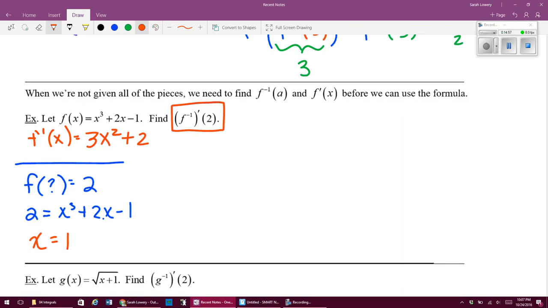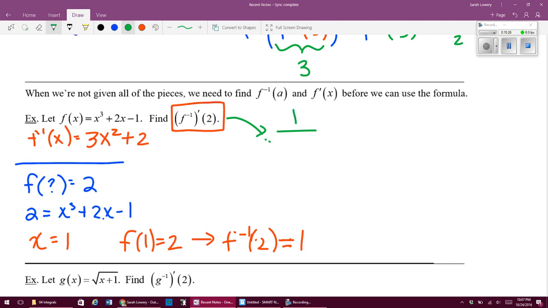So here's what you know. f of 1 equals 2. That tells me that f inverse of 2 is equal to 1. So basically, I can find that function value on my inverse graph. So if I want to know the derivative of my inverse at 2, my rule says 1 over f prime of f inverse of 2.